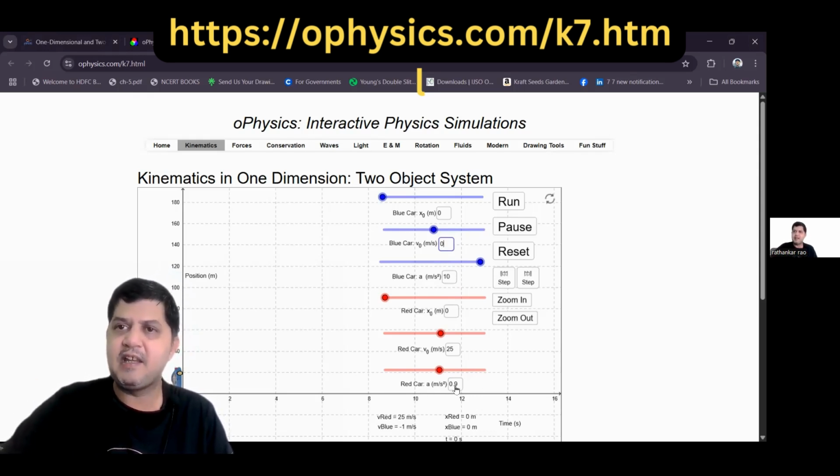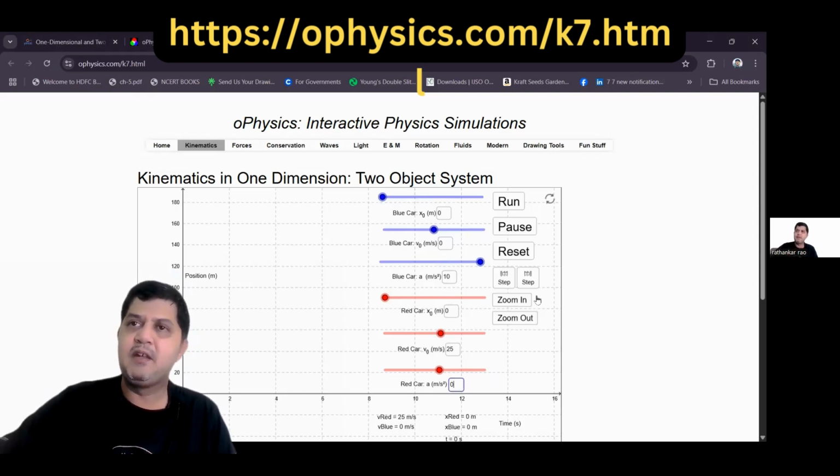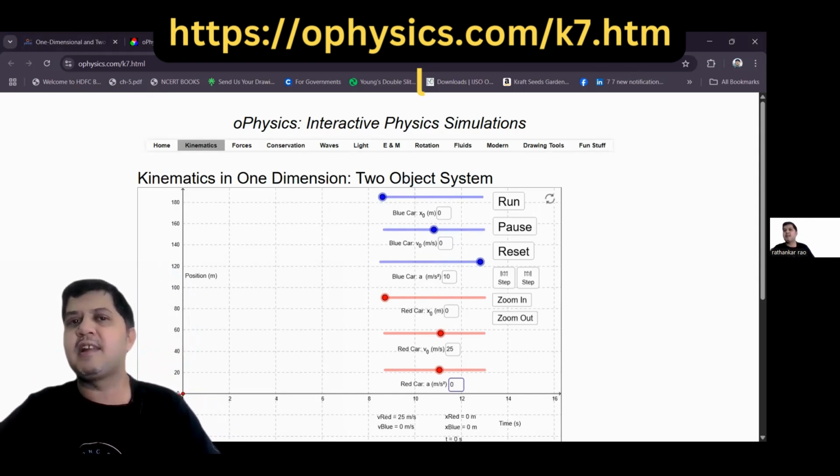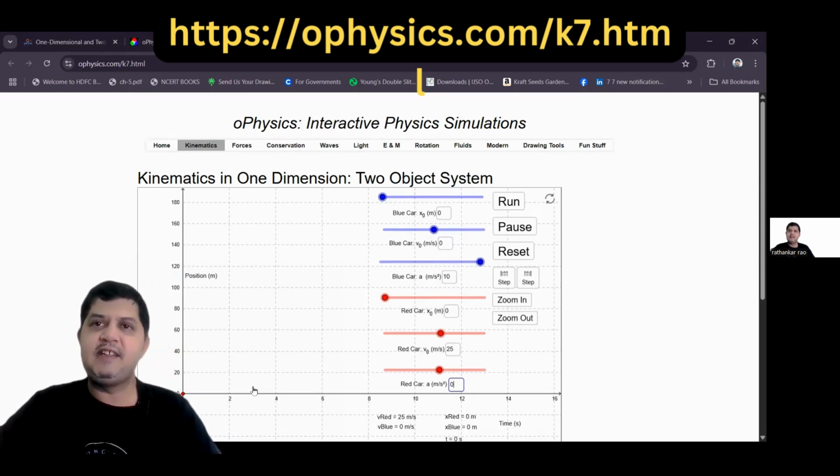Now with all these parameters, and the red car did not have any acceleration. It was moving with the same velocity. The acceleration is 0 here. Okay, now let me run the simulation and see where the red and blue cars are. Both the cars are at the same point over here, right? Now both of them are starting. Now let us see when they meet.